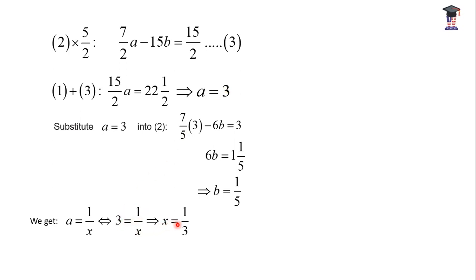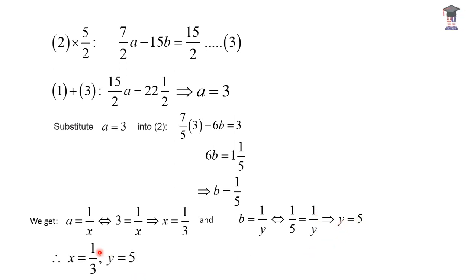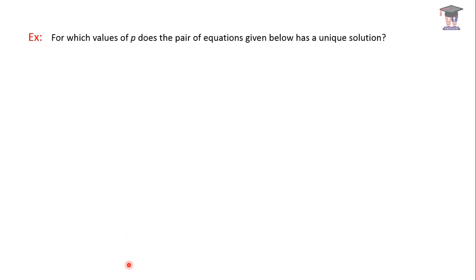When we solve for x, we get 1 over 3 as the value of x. And for b, the same thing. We need to substitute the value of b by using 1 over 5, so equal to 1 over y here. It's implied y equals 5. So right now we get a value of x as 1 over 3 and y equals 5 as the solution set. Okay, move to the second example.